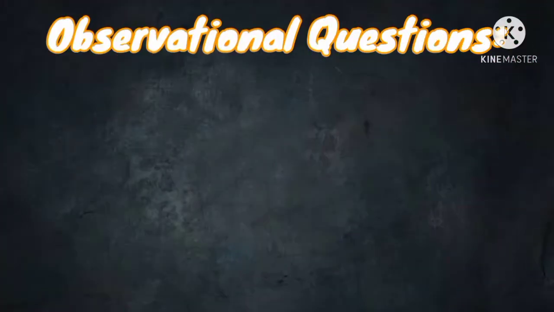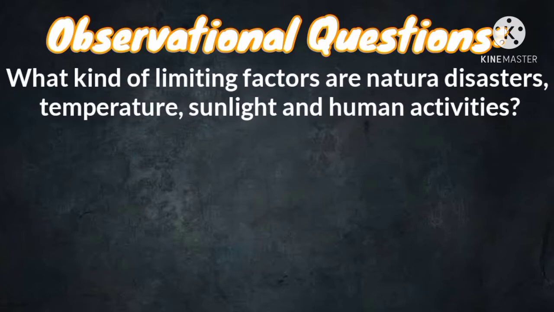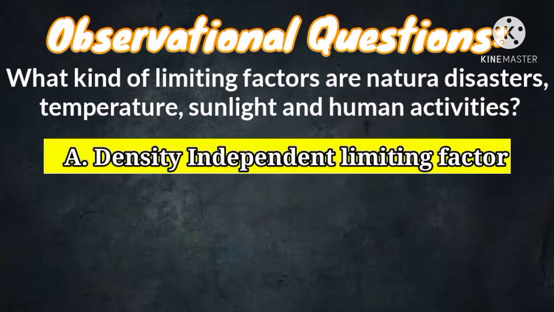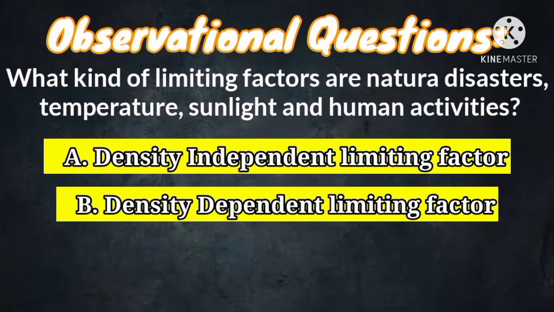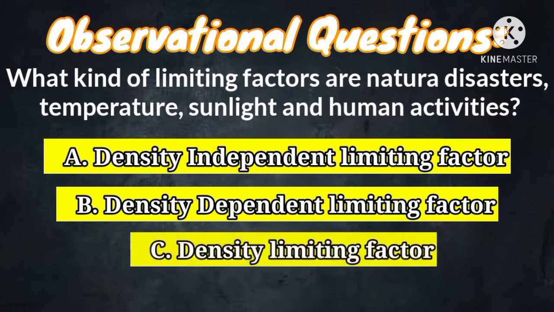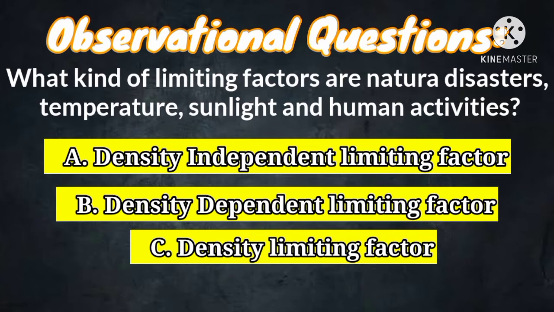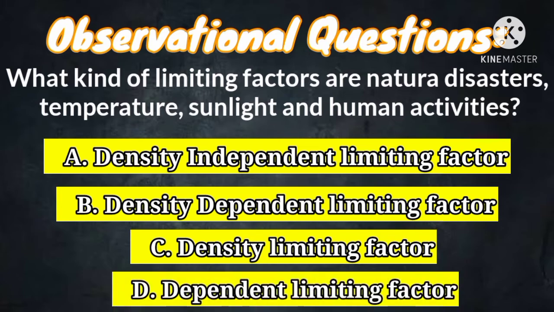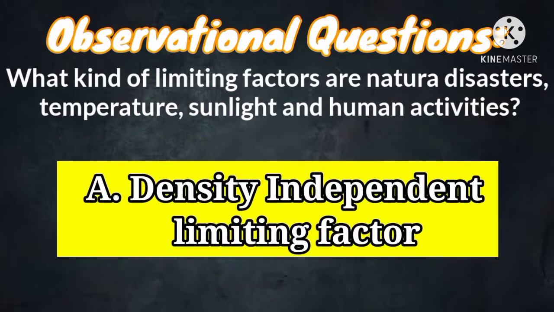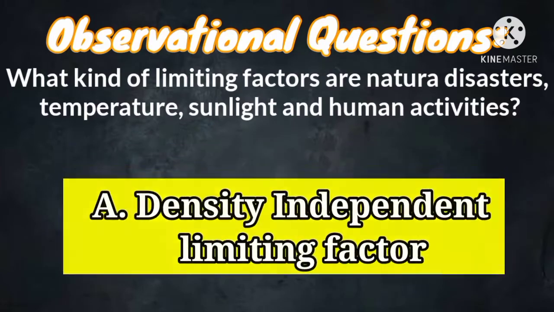Moving on to the fourth question. What kind of limiting factors are natural disasters, temperatures, sunlight, and human activities? A, density independent limiting factor. B, density dependent limiting factor. Or is it letter C, density limiting factor? Or letter D, dependent limiting factor? Your time starts now. The correct answer for this question is letter A, density independent limiting factor.